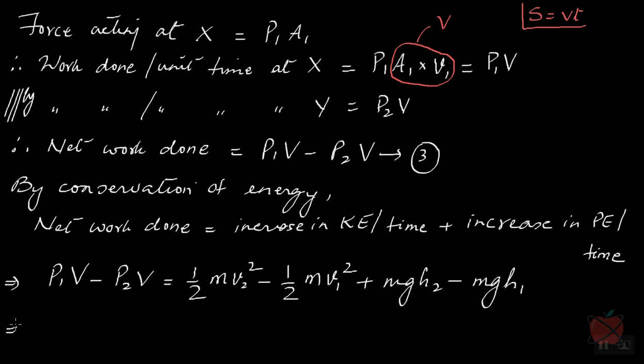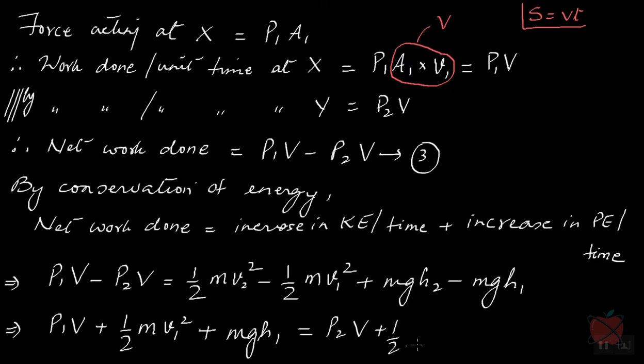Let's do one thing. Let's write the 1's on the left side and the 2's on the other side. So I have P1V, and this term, let me put it to the other side, and since this is a minus, it will become plus half mV1 square. Similarly, this one, I'll take it to the left side, it will become plus mgh1. And what will I do? I will take this to the other side, it becomes P2V. Then this will be there, plus half mv2 square, and this one plus mgh2.